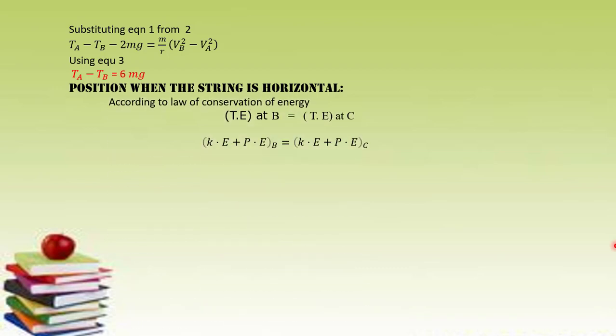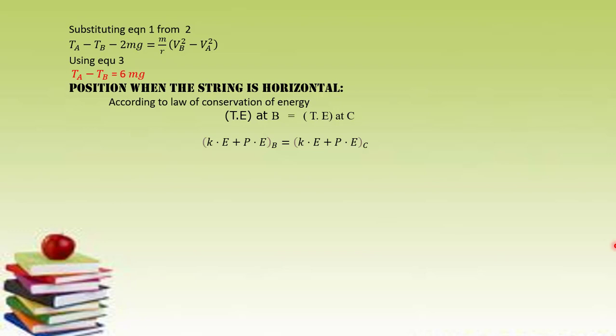Put in the value of Va in this equation. You will get the equation 6mg. This equation is very important. Now consider the position when the string is horizontal, at the middle position. Here also energy is neither created nor destroyed. It can convert from one form to another form.